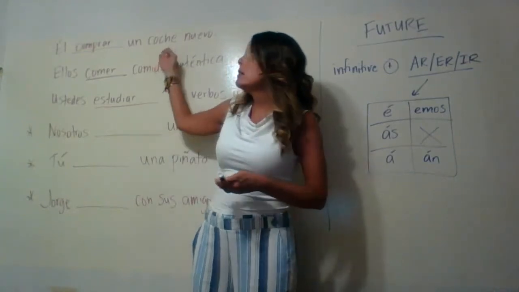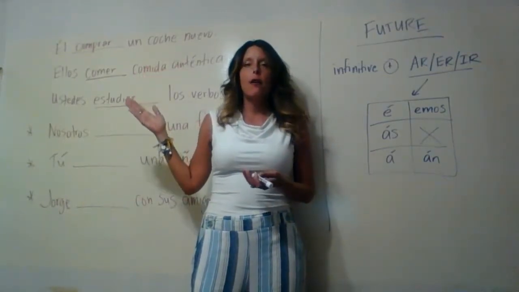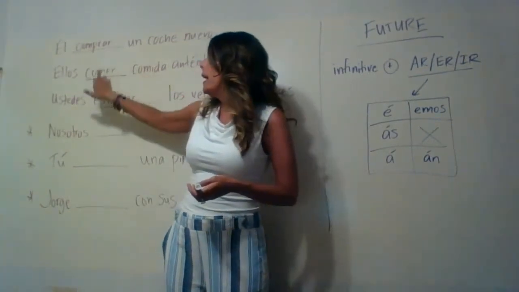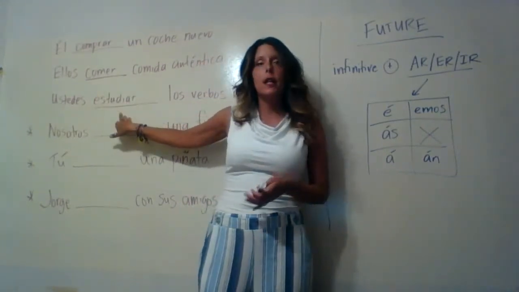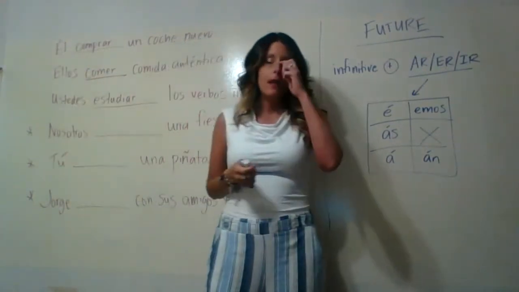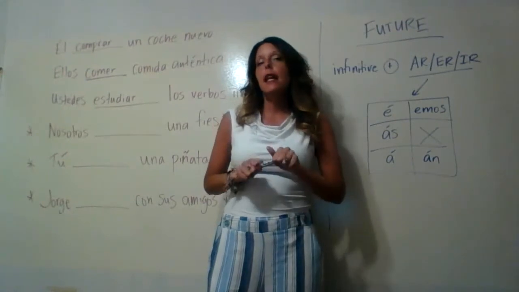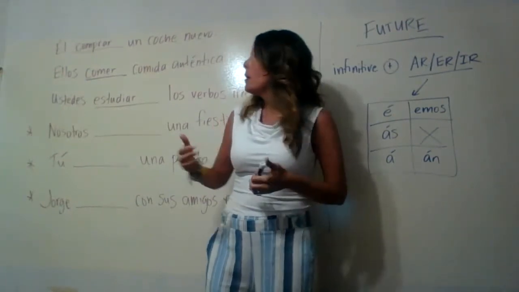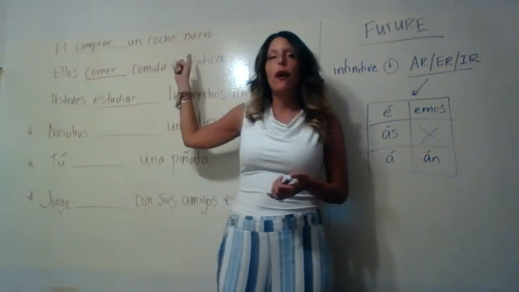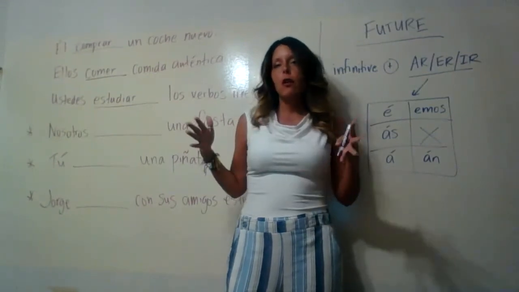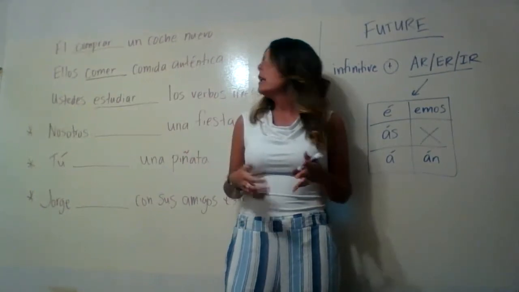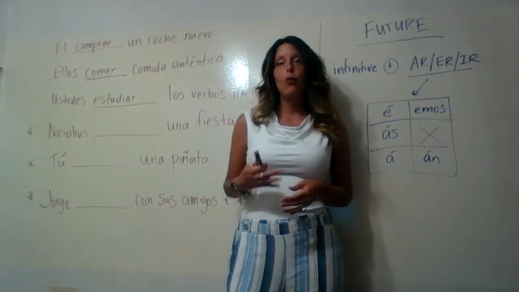So this sentence, we know that all of the future sentences mean will something. We said this is will buy, will eat, will study, but who? So in this first example, we have él, meaning he. So obviously our sentence is supposed to say, when we get done with it, he will buy what? Un coche nuevo, a new car. So once we get all the blanks filled in, our sentence is going to mean he will buy a new car.